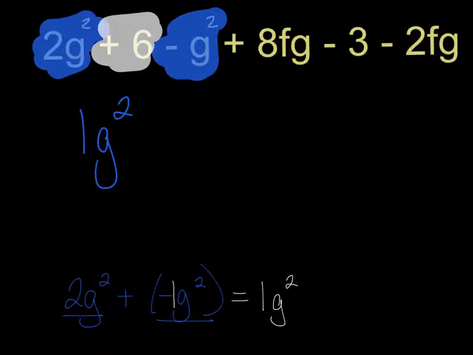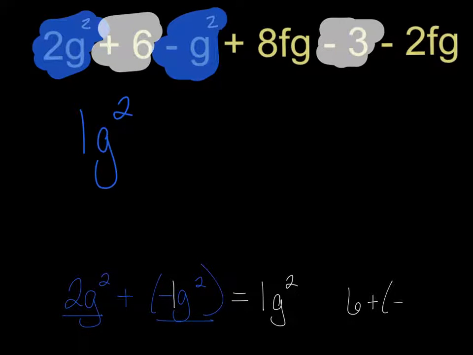Now that we're done with those, we're going to highlight the next term, which, let's just do this one, and we're going to highlight the other one, which they are both called constants because they're just a single number. And down here I'm going to add 6 plus a negative 3, which is 3. So I'm going to write next in my expression plus 3, okay?